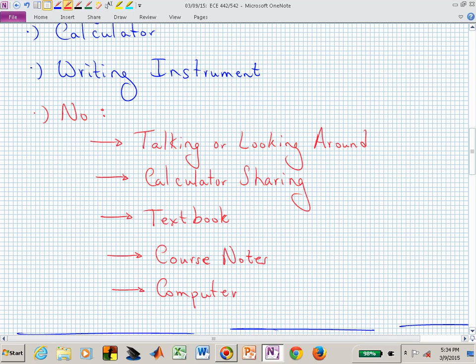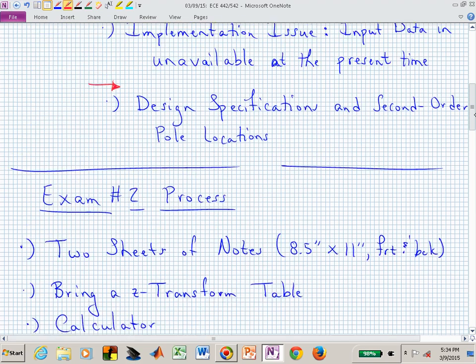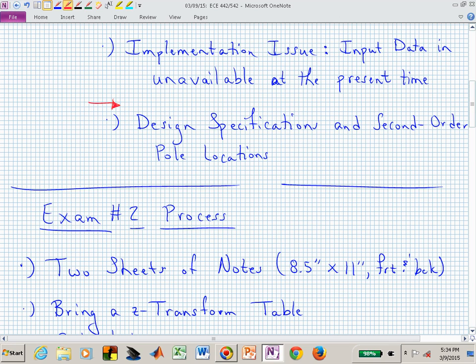Any questions on the process for exam number 2? Yes. Yes, did I not show that? The notes are front and back, so you can have basically four sides of notes, just 2 pages. Is that okay? So you're allowed 2 sheets, but those sheets can be covered front and back. Does that answer the question that was raised?